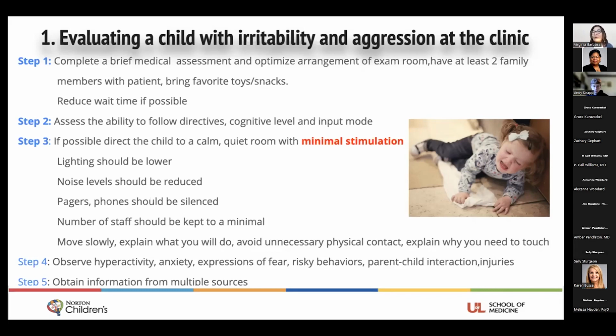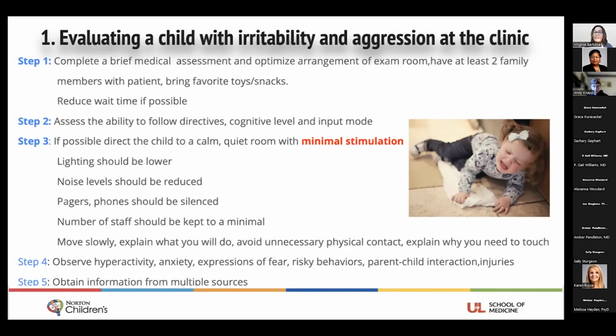It's always helpful to have at least 2 family members accompany the kid, and also to bring favorite toys and snacks. We always have those available at the clinic to try to minimize the stress, keeping in mind that visits to medical providers tend to be extremely stressful for the kids. The office environment is highly overstimulating. Kids typically have difficulties with transition.